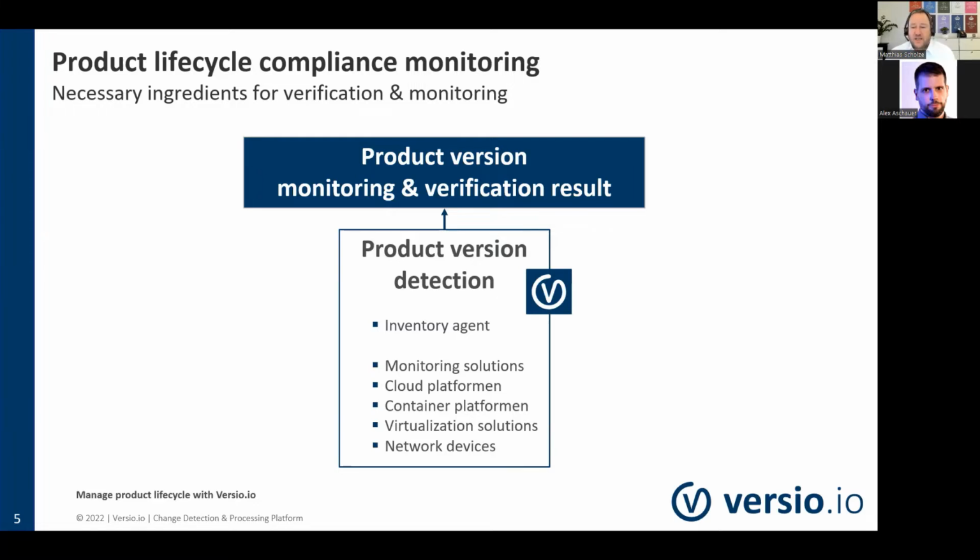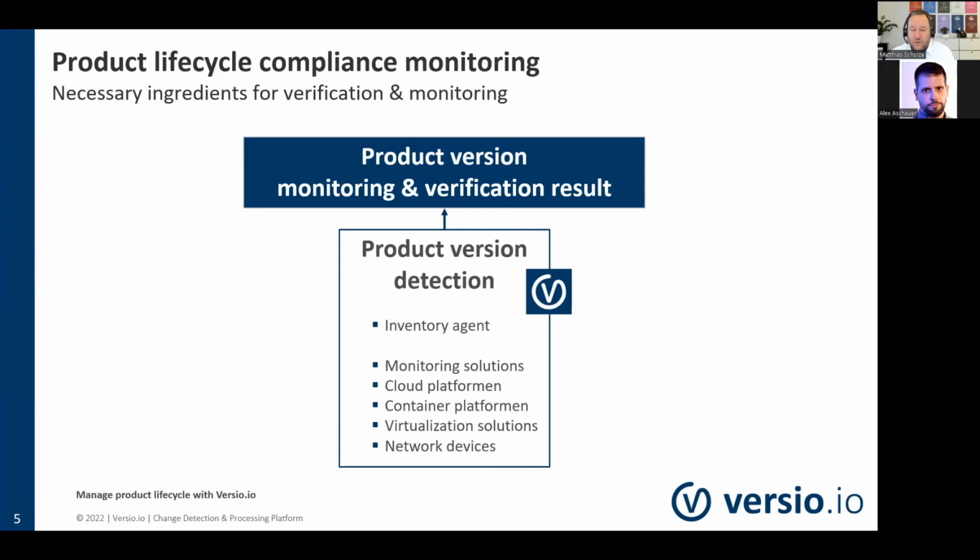Third-party systems that have information about deployed product versions can be considered as a supplement. This includes monitoring solutions, cloud containers, virtualization platforms, network devices, etc. The data quality of the version information in terms of completeness and correctness must be taken into account here. Especially with third-party systems, there are often problems in our experience, as they do not have version detection in their product focus.